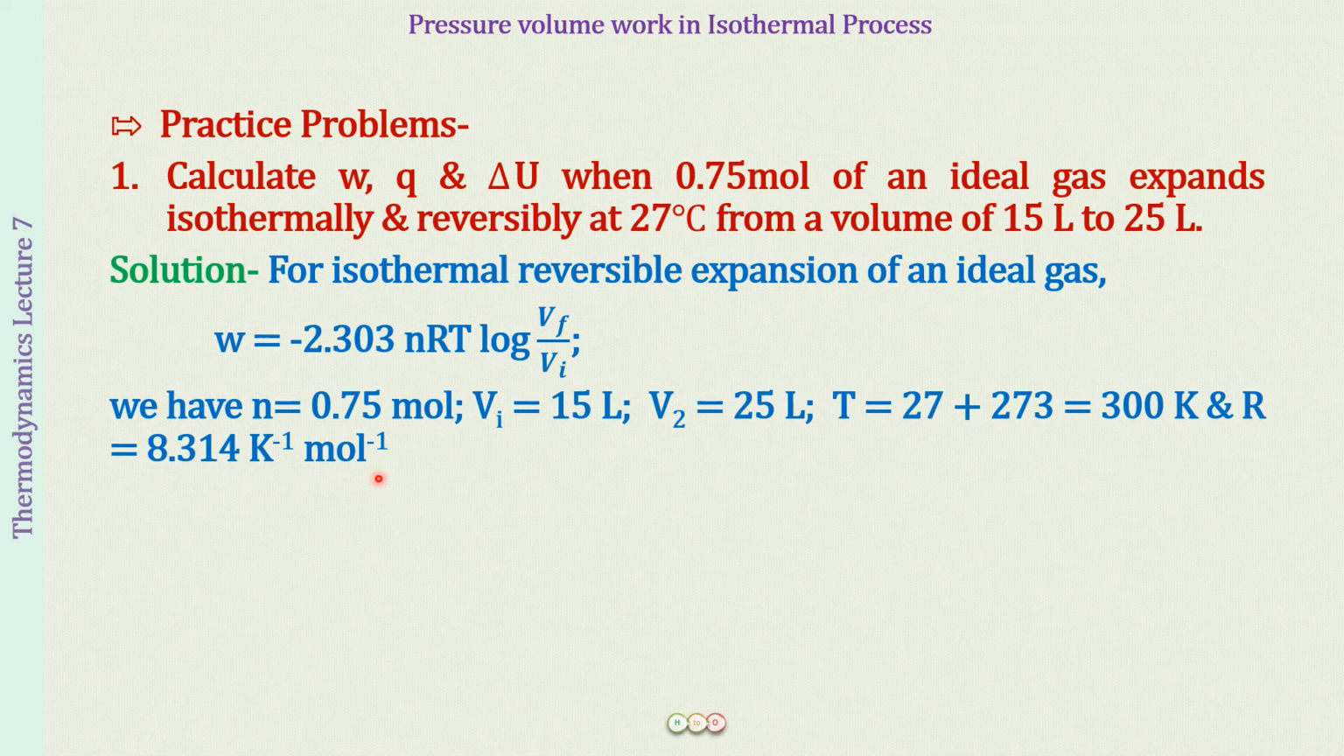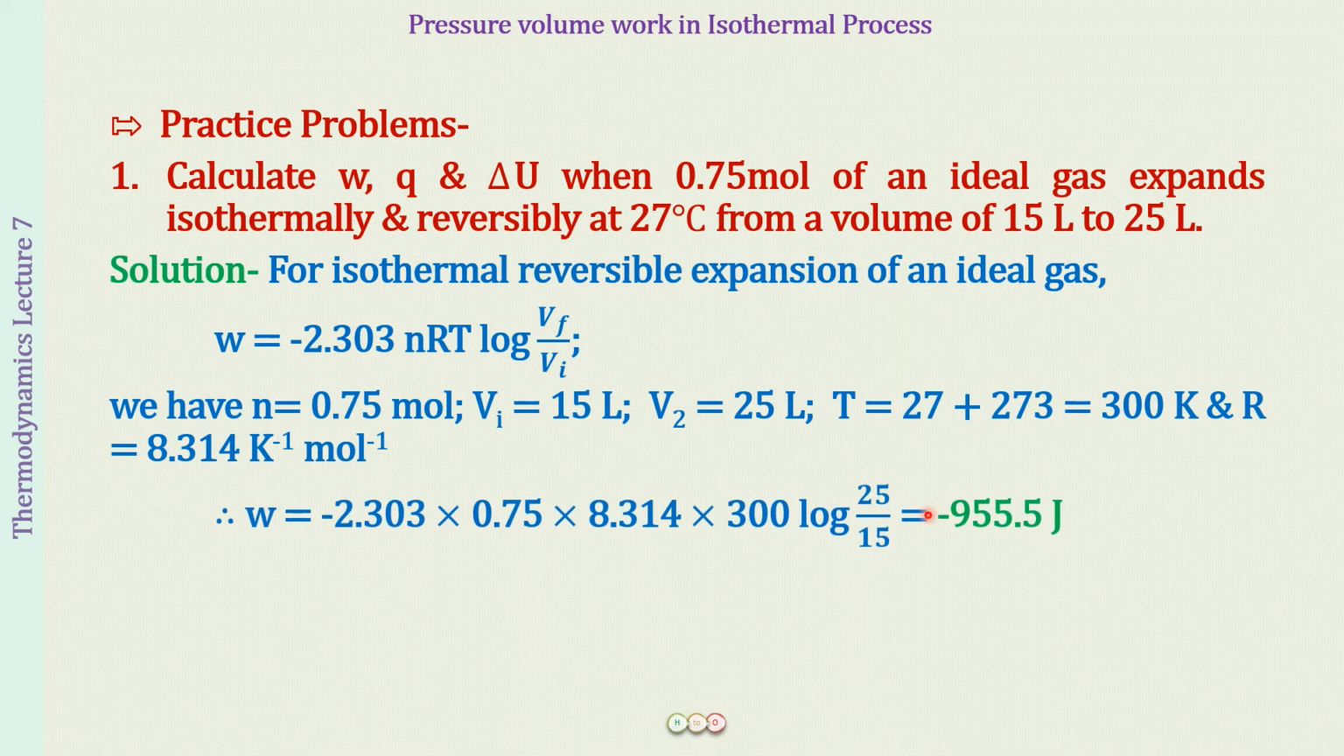So these are the values that you have, and you simply put down these values, and the answer that you will get is equal to minus 955.5 joules. And here you can see that the negative sign has come for an expansion process. Okay, so I hope this is clear.